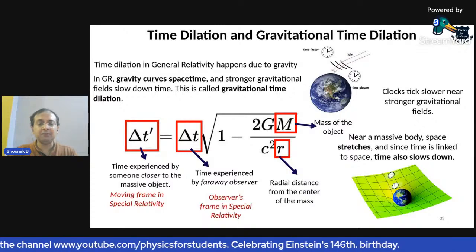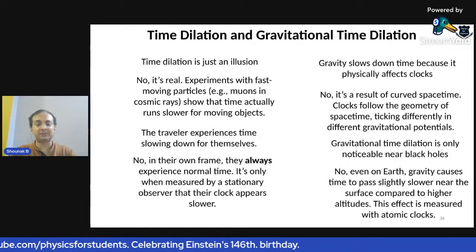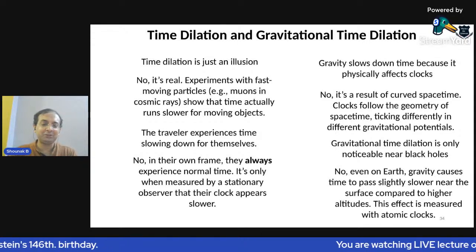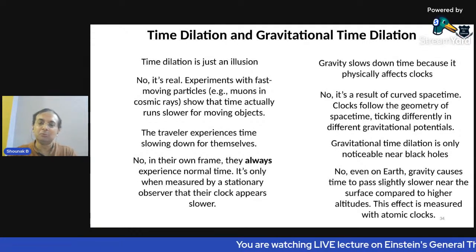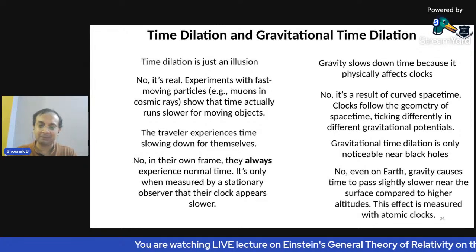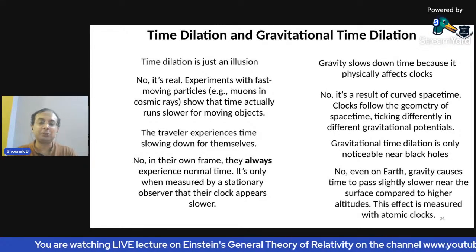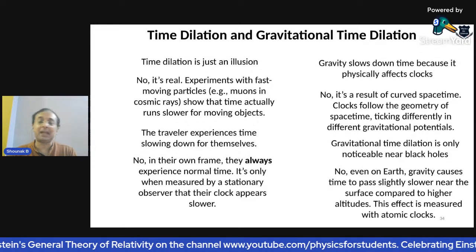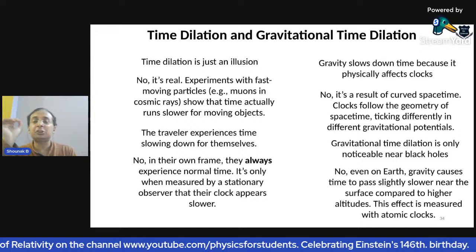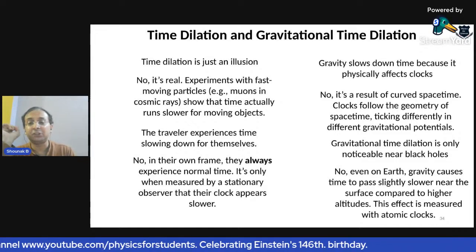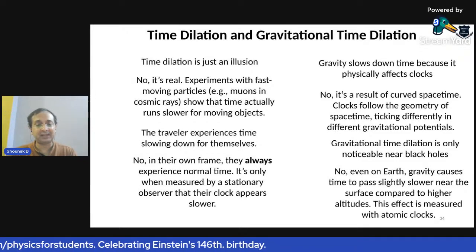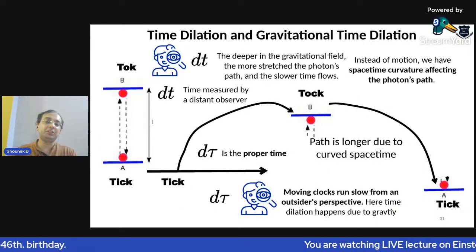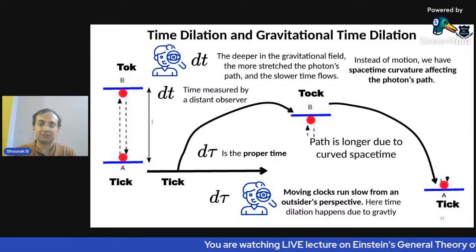Now from here, what we get are a few of the misconceptions. Please read this out. Time dilation is not an illusion. We have seen through scientific experiments, for example through muons, that time dilation actually happens. The traveler experiences time slowing down? No, absolutely not. In their own frame of reference, it works perfectly. Gravity slows down time because it physically affects? No, it is just because of the curved space-time. If you remember this part of the slide, that is why gravity slows down time. It is just because of the curvature.